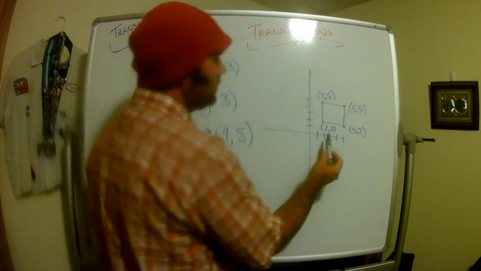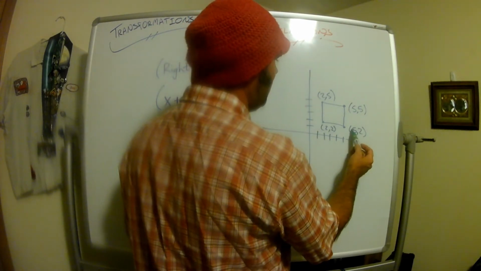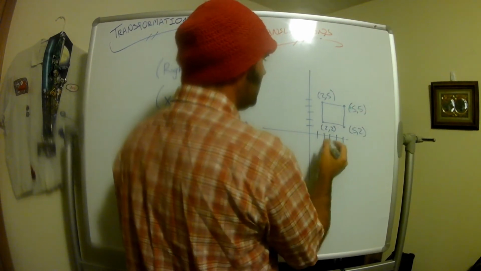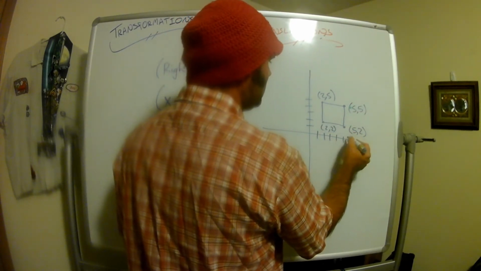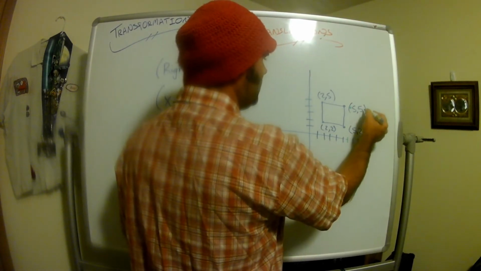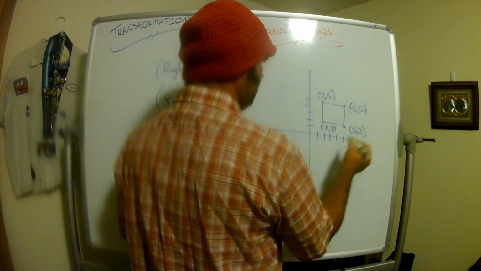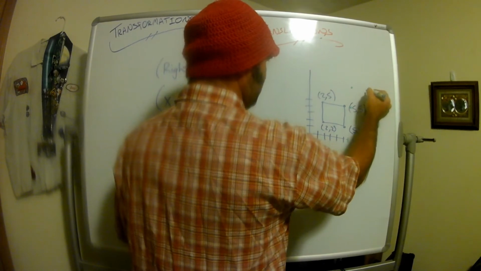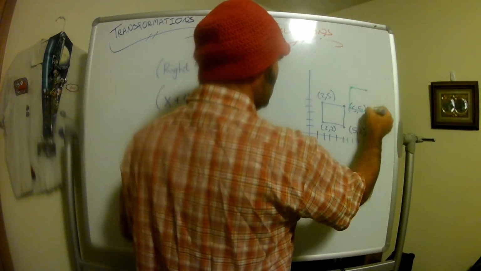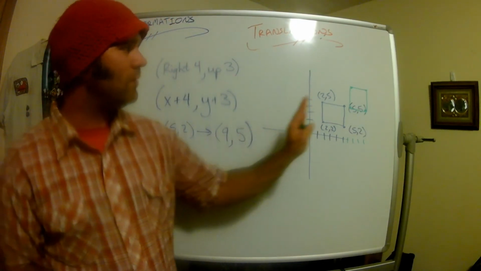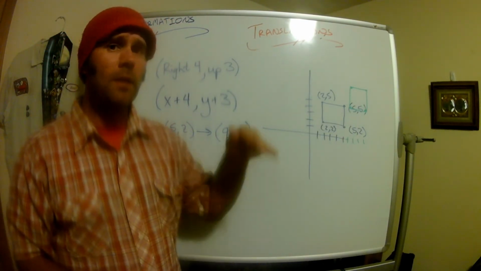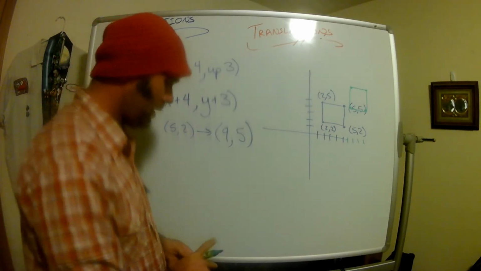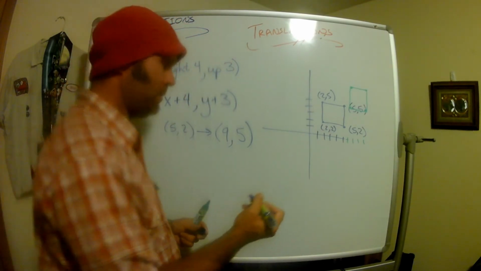Right 4, up 3. Right 4, up 3. Right 4, up 3. Right 4, up 3. And we've translated the entire shape over and up. But we can do it mathematically as well. We don't have to have the picture to make it make sense.